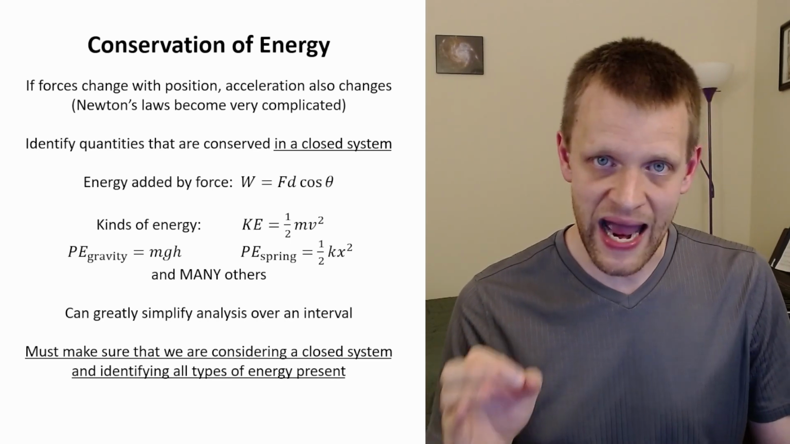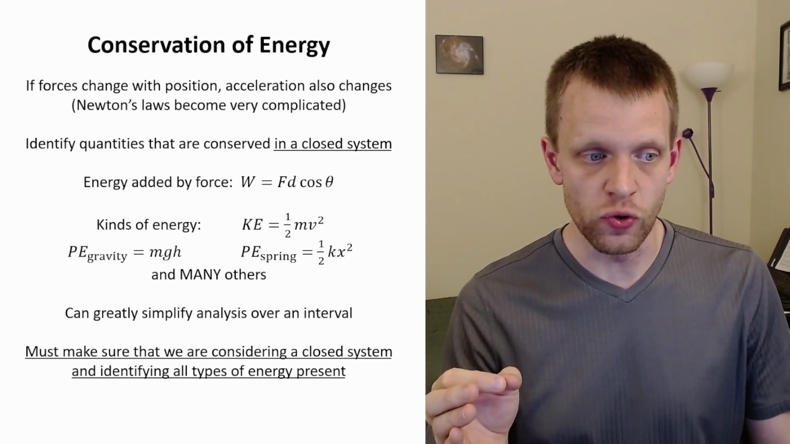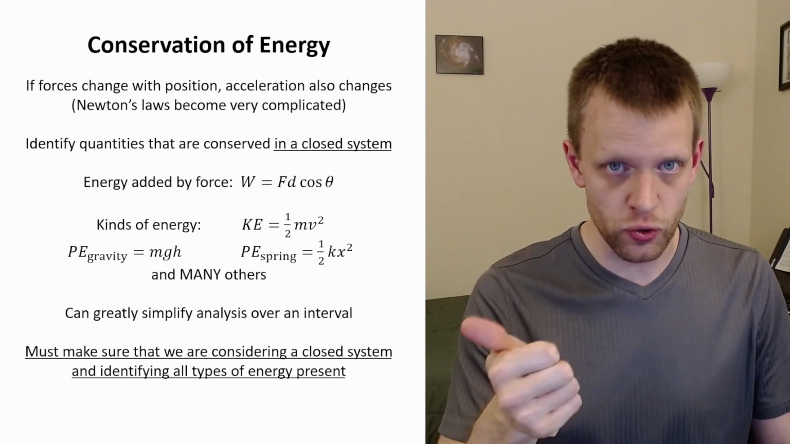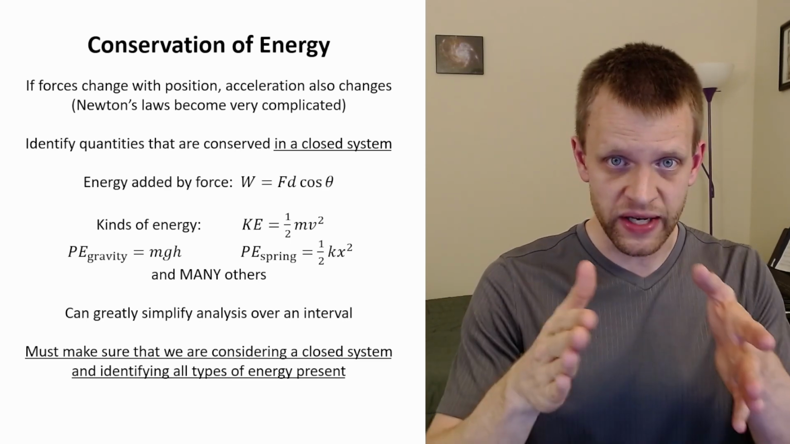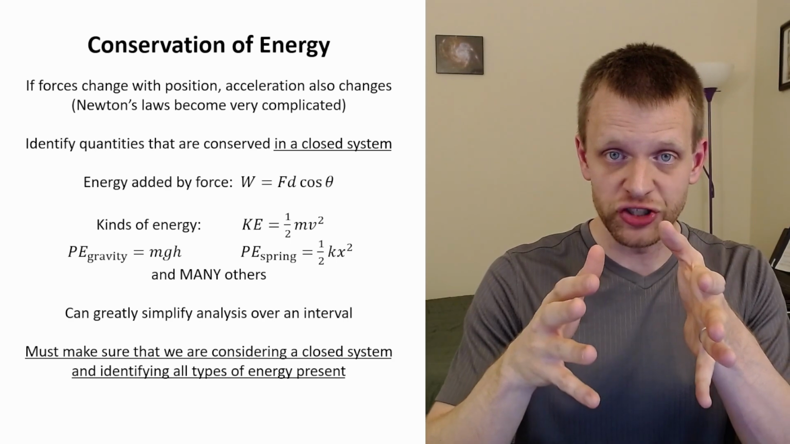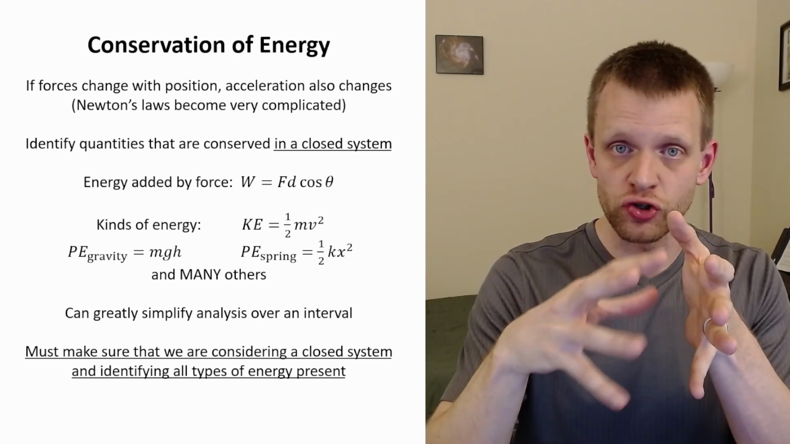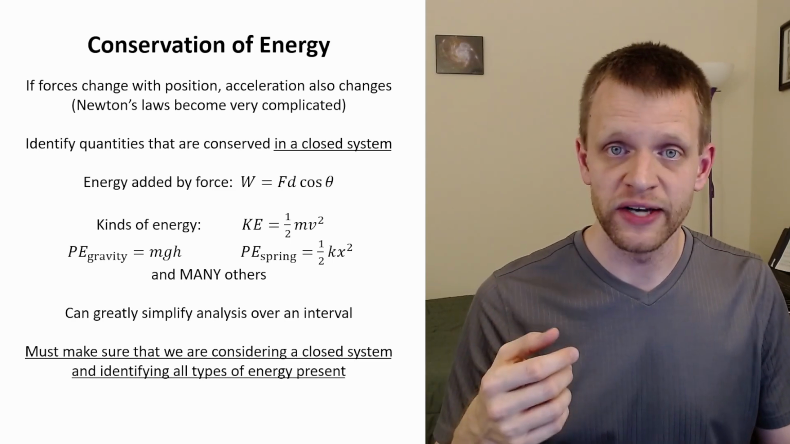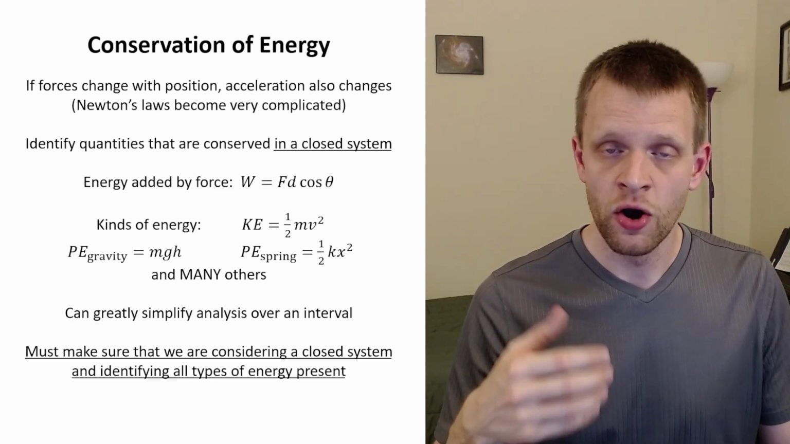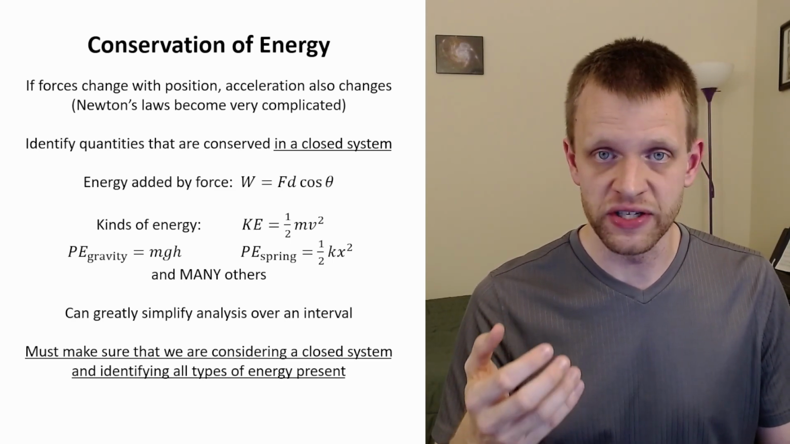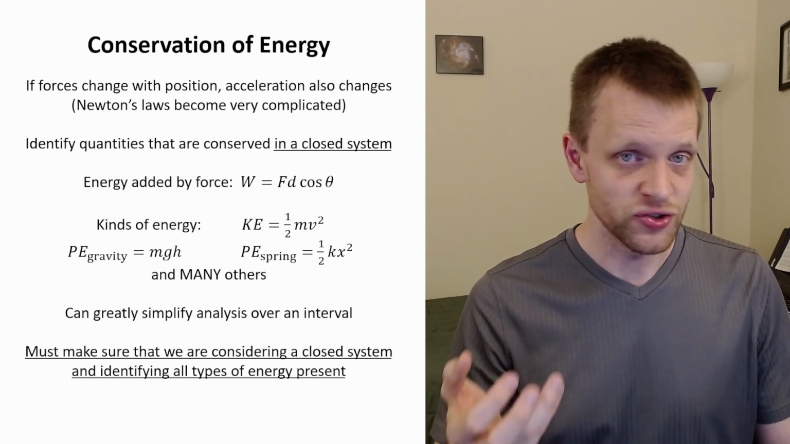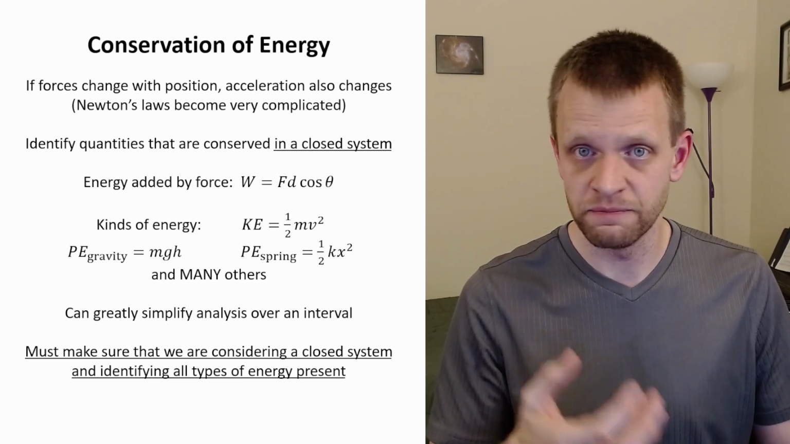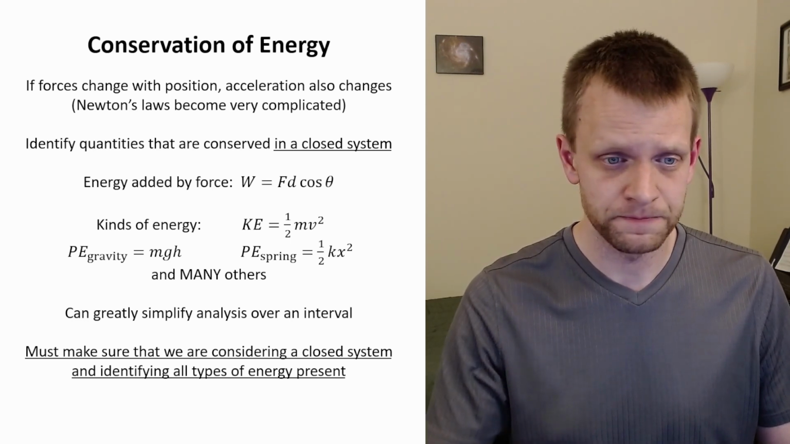But we again have to be careful with how we use this tool, because we can only use this if we're considering a closed system, so we can keep track of if any energy is being added from external sources or leaving to external sources, and also make sure that we are properly identifying all of the different types of energy that are present in the system. So again, we still have to be careful with how we are applying these ideas of, in this case, conservation of energy.